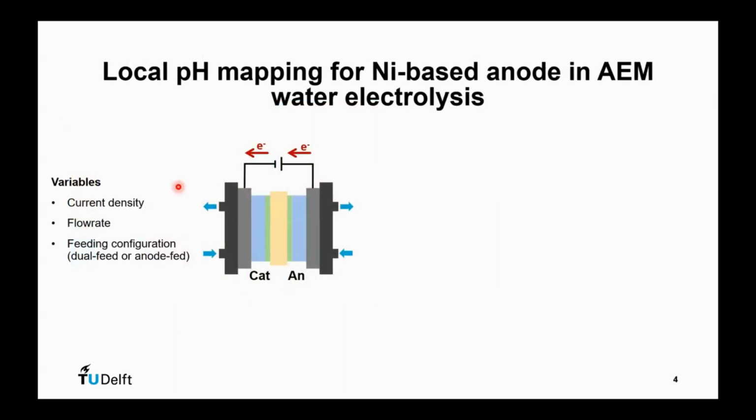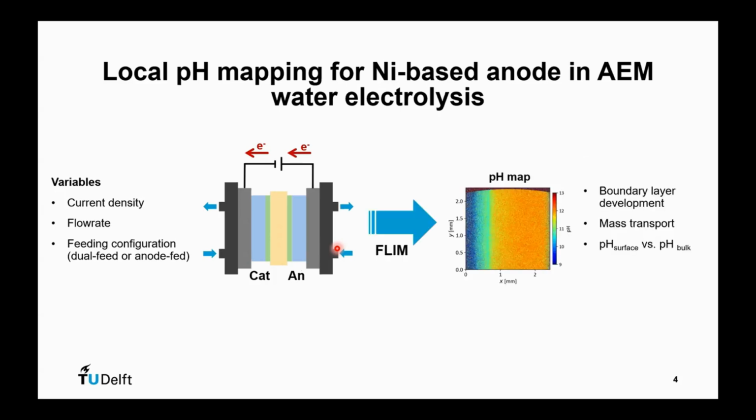In this sense, my project is titled Local pH Mapping for Nickel-Based Anode in Anion Exchange Membrane Water Electrolysis. Usually we see reactors as a black box where we change the input variables and then we study the output variables. But technologies such as FLIM allow us to understand what's happening inside the reactor. With FLIM, we will be able to see the pH gradient inside the cell, and this will give us insights into things like the boundary layer development and the mass transfer phenomena happening inside.